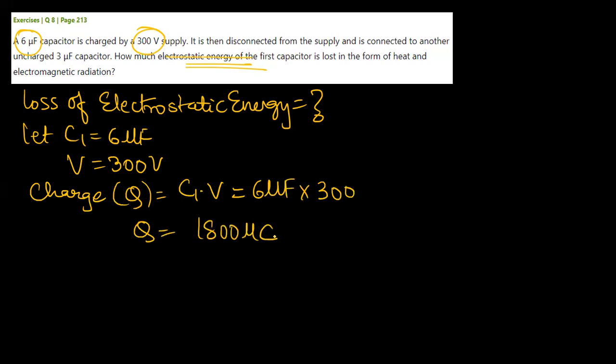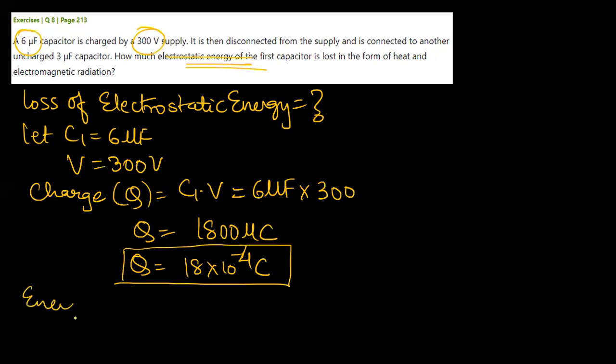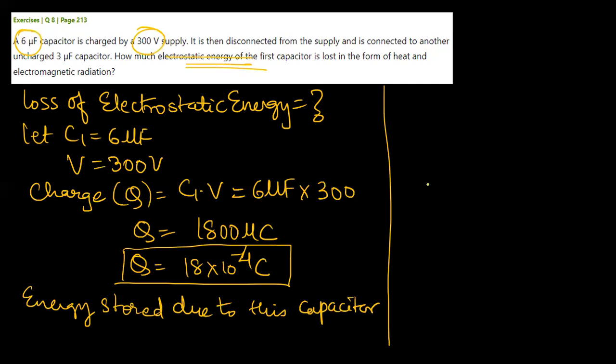It will be 1800 microcoulomb, or if I convert, 18 into 10 raised to minus 4. Micro means minus 6, and 1800 has two zeros, so 2 minus 6, that will be minus 4. So this is the charge. Let us find the energy stored by this particular capacitor, 6 microfarad. We have got the charge first, so the energy stored due to this capacitor will be given by U1.